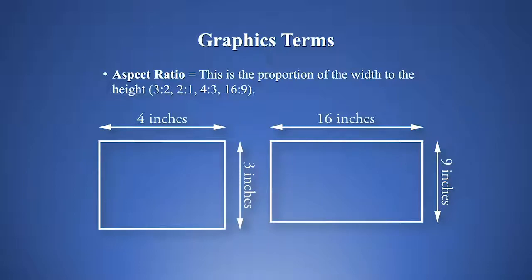It's also expressed by using a colon: 3 to 2, 2 to 1, 4 to 3, 16 to 9. But essentially, 4 to 3 means 4 width and 3 height. And 16 to 9 means 16 width to 9 height. Has to be the same unit, but after that it's just a number.